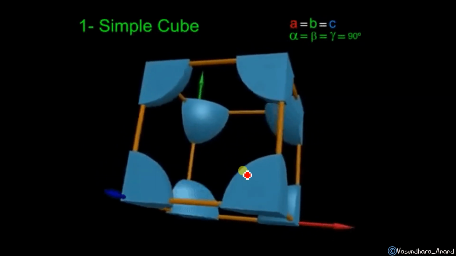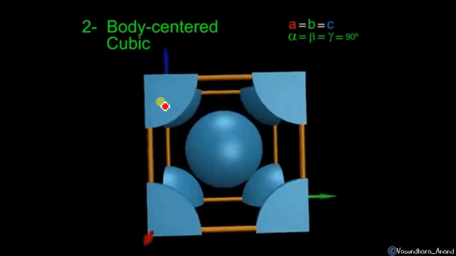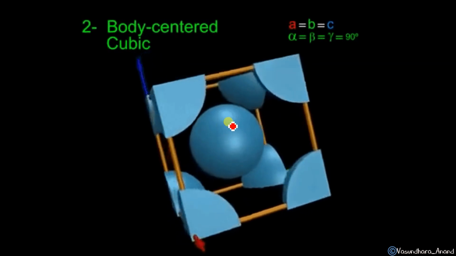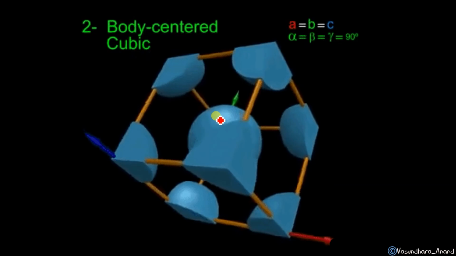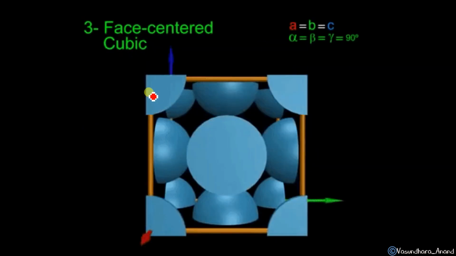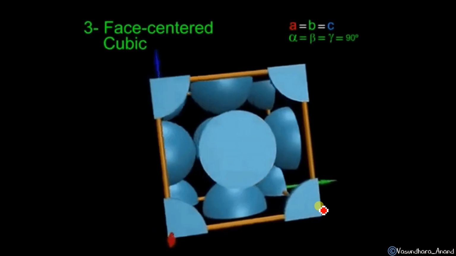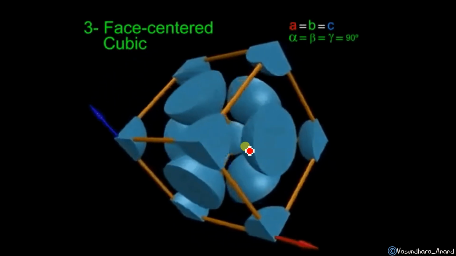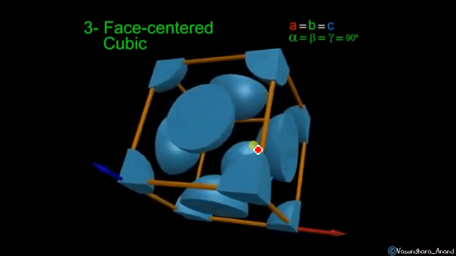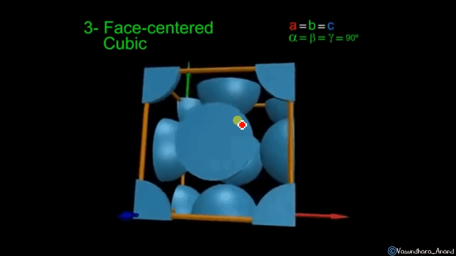Got it? Now next is body center. Along with the corner, one atom will be in the center of the body. I hope it is clear. Third is face center. That means along with the corner, at each face one atom will be there. At each face one atom will be there. Did you get that? Along with the corner, at each face.